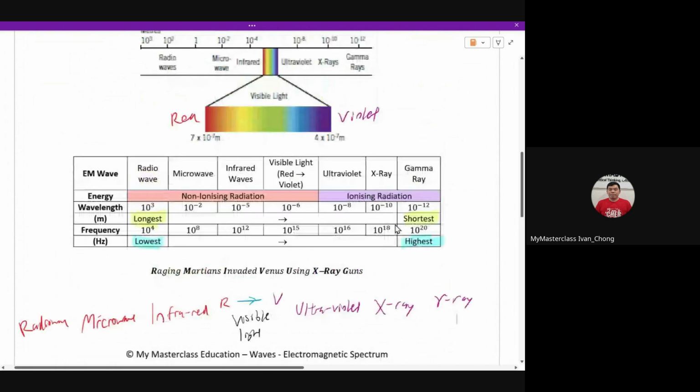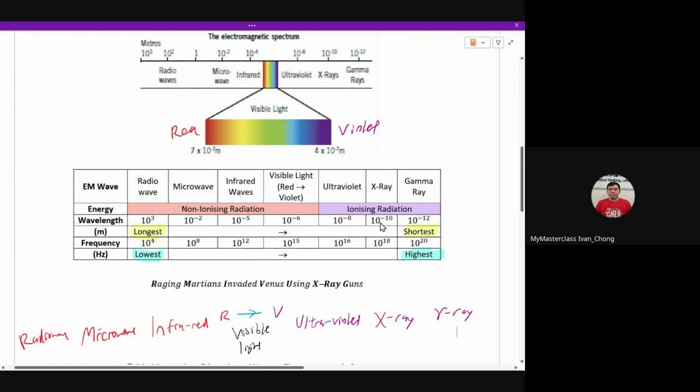What does it mean if you notice over here, we have this non-ionizing and this ionizing, right? This is your danger level. This is not dangerous. This is dangerous, or sorry, very dangerous. And then this is extremely dangerous.